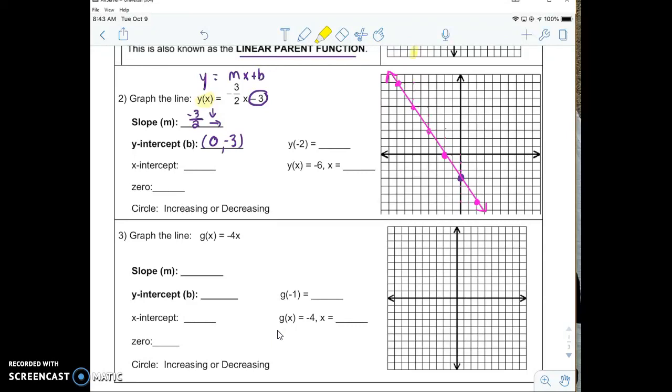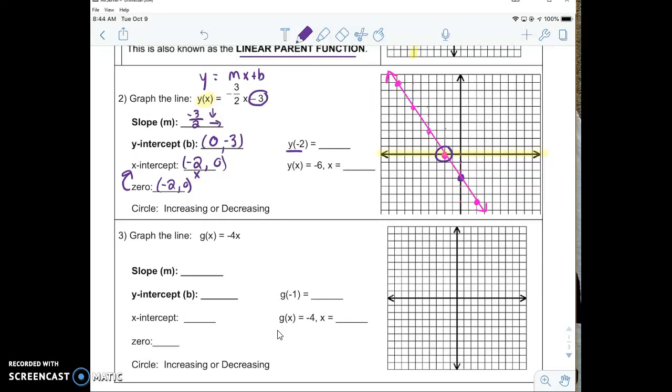For x-intercept, I'm looking, where does my line cross the x-axis? This line crosses at the point negative 2, 0. And remember, a 0 is the same thing as the x-intercept, so my 0 here is also negative 2, 0.